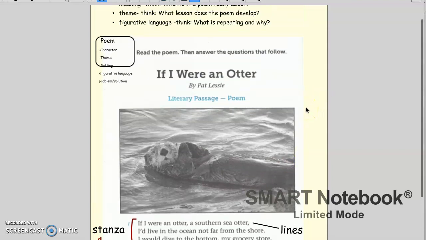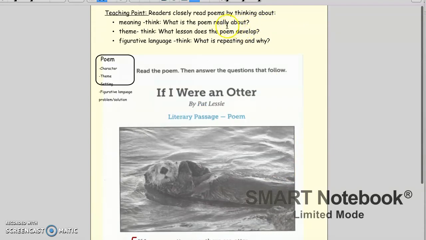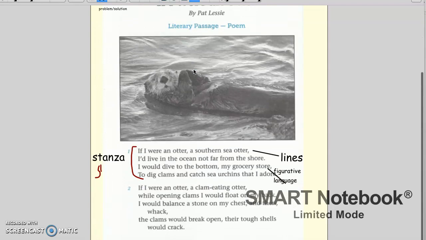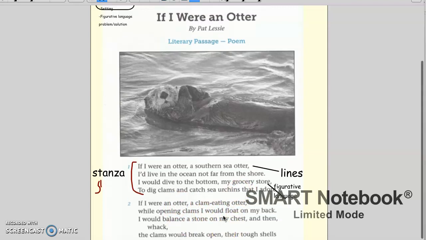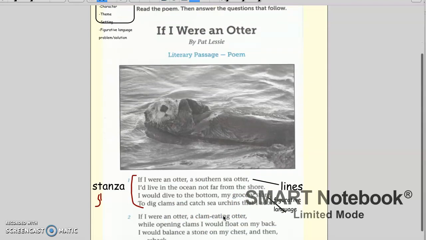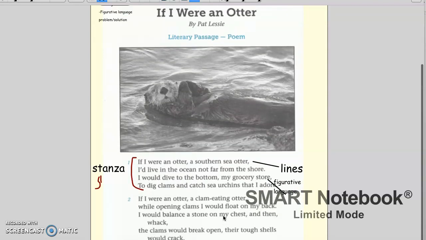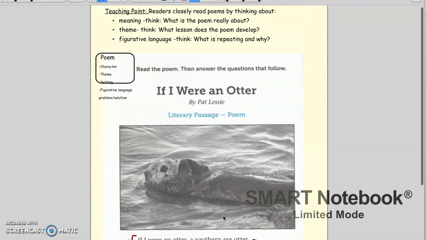So let's go back to our teaching point because I want us to think about how we're going to continue to closely read the poem. So we're thinking about what is the poem really about. So far, I'm noticing that the poem is just really describing the sea otter and what the sea otter is doing. How the sea otter goes to the bottom of the ocean. How the sea otter is getting some clams to eat. And I'm noticing that the author keeps repeating, if I were an otter, if I were an otter.